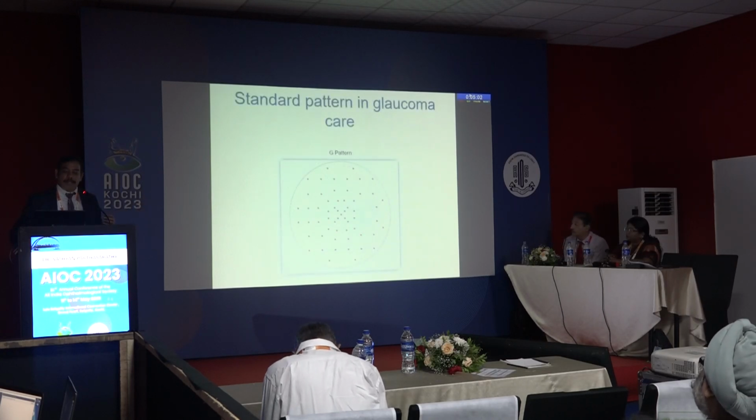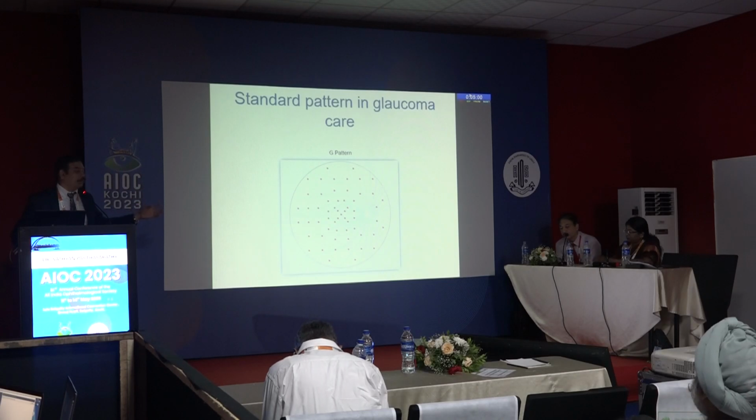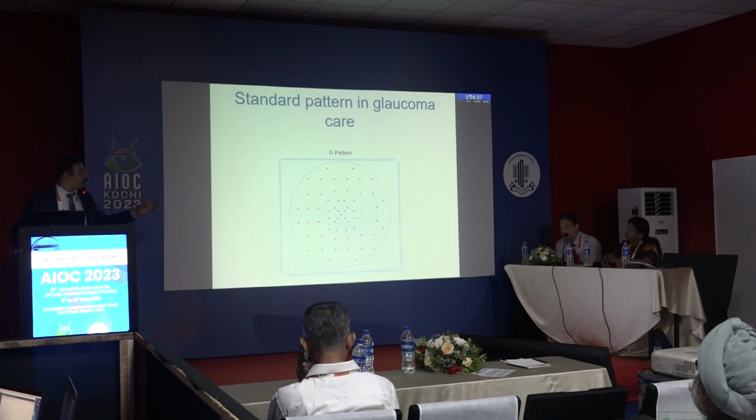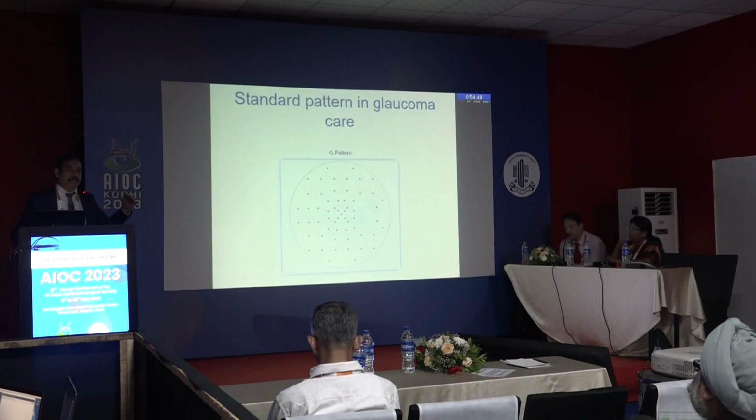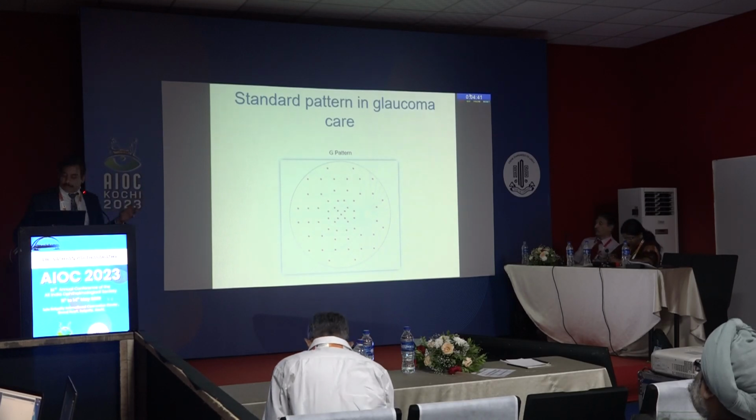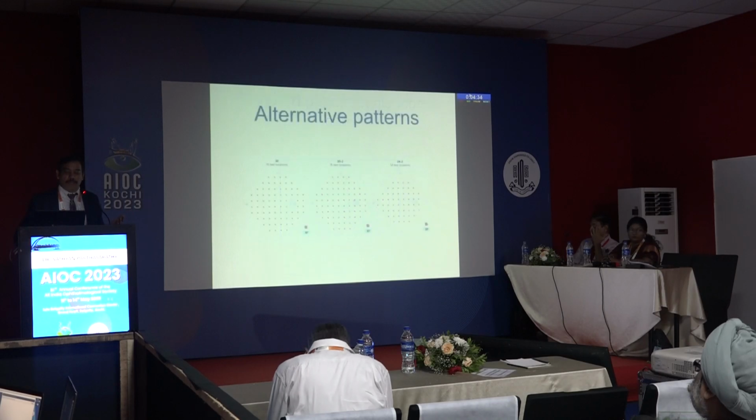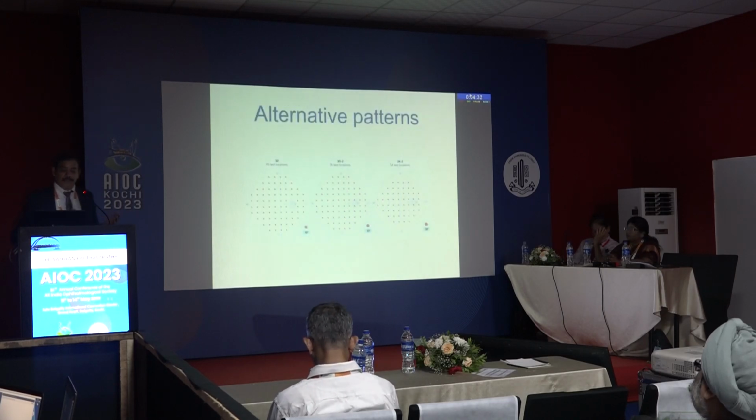So the standard pattern in glaucoma care is the G pattern. The G pattern in octopus just follows the nerve fiber layer arrangement. That's why the G pattern is very popular. And if you look at the 24-2C pattern in the Humphrey's, it is also following almost closely to that. So this is very significant. If you don't have it on the nerve fiber layer arrangement, then you may miss some defects. So that's why the Humphrey is also changing its patterns.